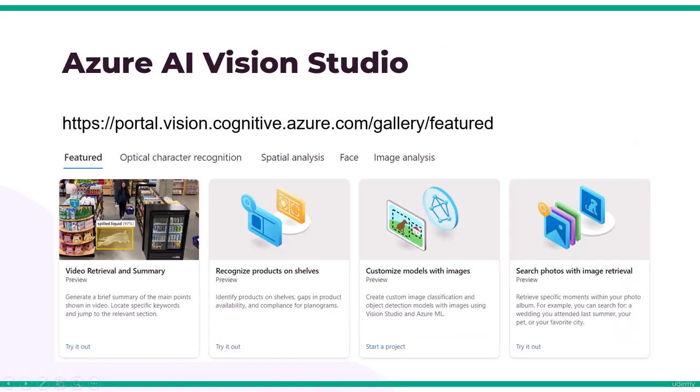With this, it's time to end this module. We are going to focus on Azure AI Vision Studio right now, and there you can find the different demos for optical character recognition, spatial analysis, face analysis, and image analysis. Let's have a look at them. Here is a URL which you can go through and try by your own, but let me try some of the demos right now so that you can get an idea.